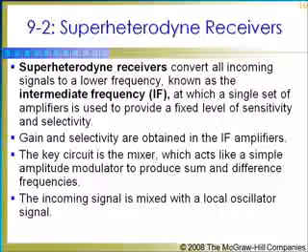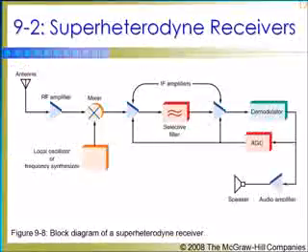The key circuit is the mixer, which acts as a simple amplitude modulator to produce sum and difference frequencies. The incoming signal is mixed with a local oscillator signal to produce this conversion. The figure shows a general block diagram of a superheterodyne receiver. In the following sections, the basic function of each circuit is examined.